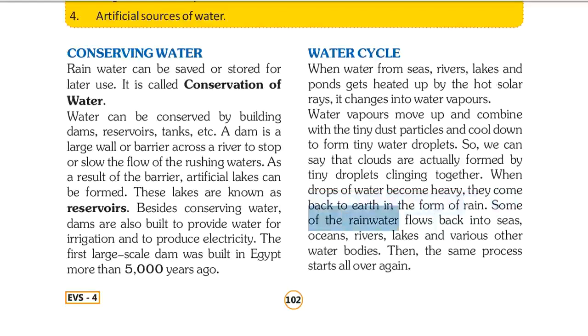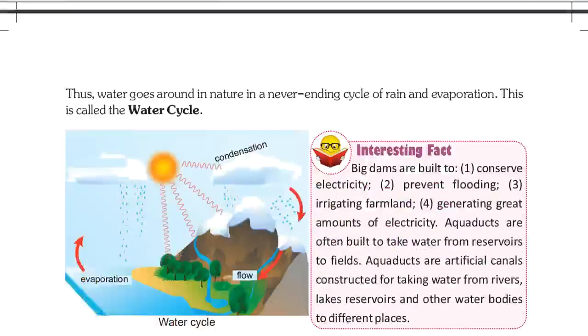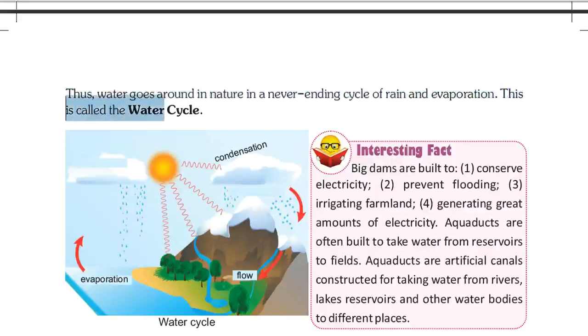Some of the rainwater flows back into seas, oceans, rivers, lakes, and various other water bodies. Then the same process starts all over again. Thus, water goes around in nature in a never-ending cycle of rain and evaporation. This is called the water cycle.